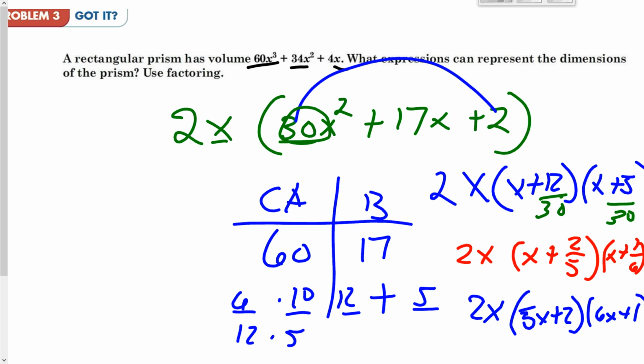Now we can do a little check, right? 5x and 6x, is that 30x squared? Yes, it is. So we are all done.